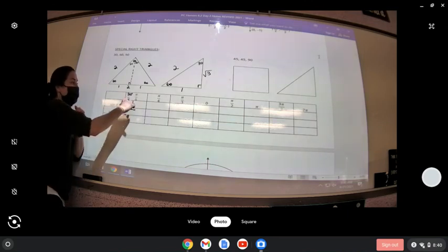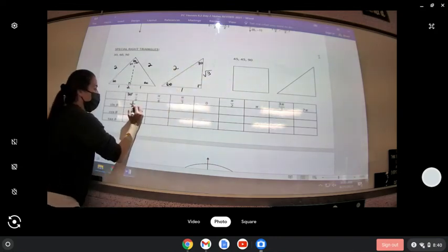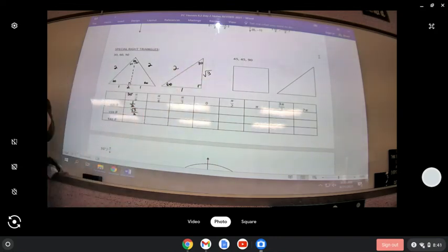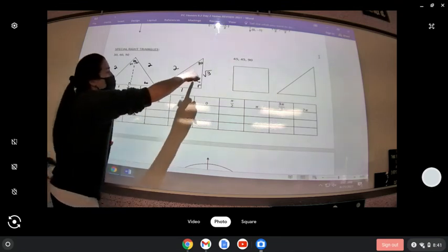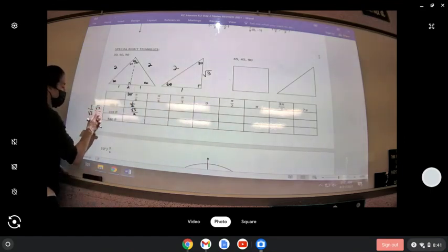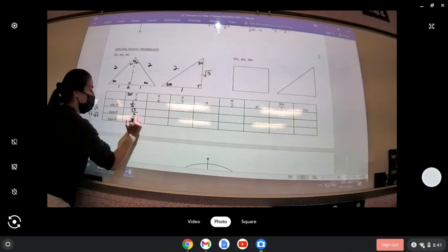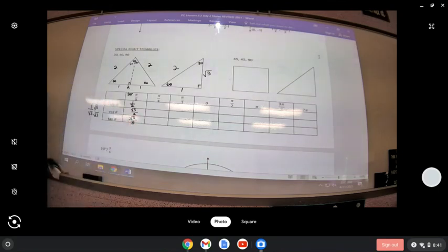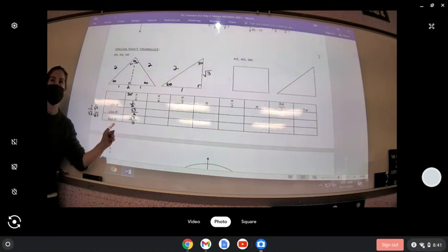What is the cosine of a 30-degree angle? Cosine is root 3 over 2. And then tangent, what is the tangent of a 30-degree angle? Tangent would be opposite over adjacent, which is 1 over root 3. But when you rationalize it, you get root 3 over 3. And the way I remember that is the tangent of a 30 has a lot of 3s. 30, a lot of 3s.